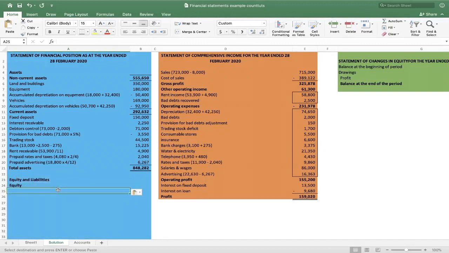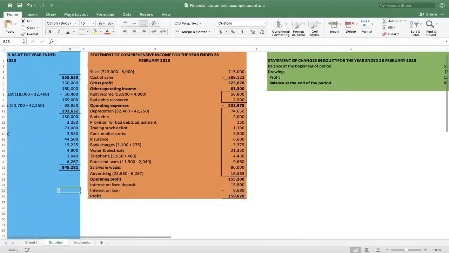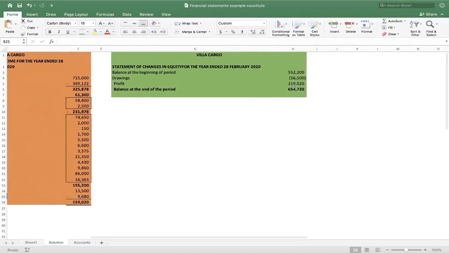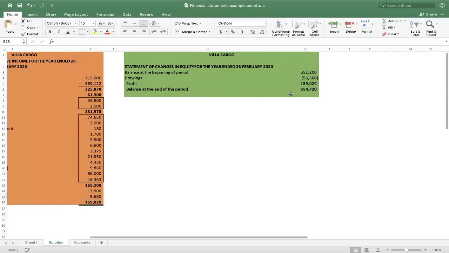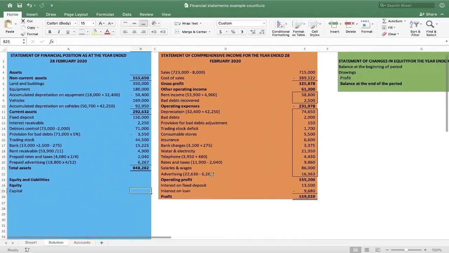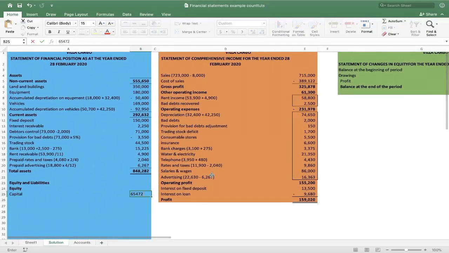Well, once we've done our statement of changes in equity, we're just going to put down capital. And what is the capital? Well, it's the answer that we have here. Remember, when we calculated our statement of changes in equity, the balance at the end of the period, or the balance as at 28 February 2020, is 654,720 rand. And that is what we're going to put as capital, 654,720 rand.